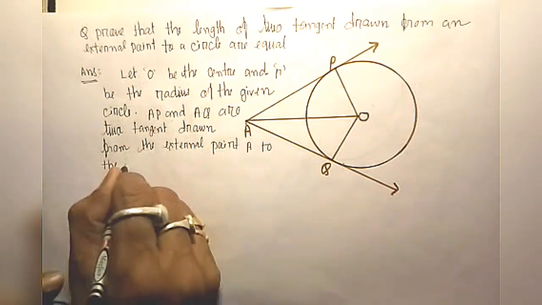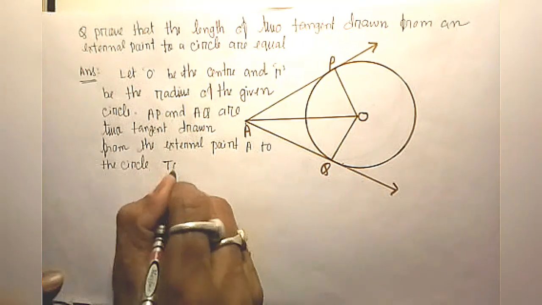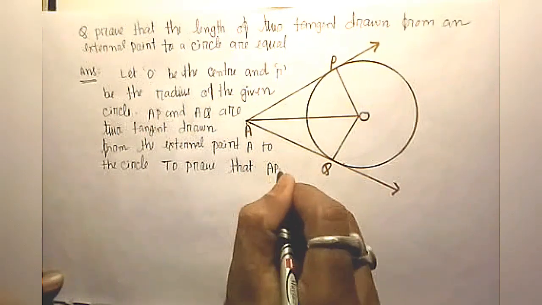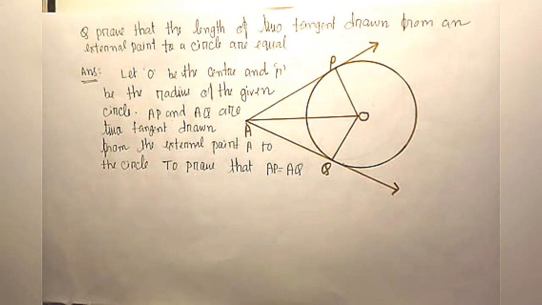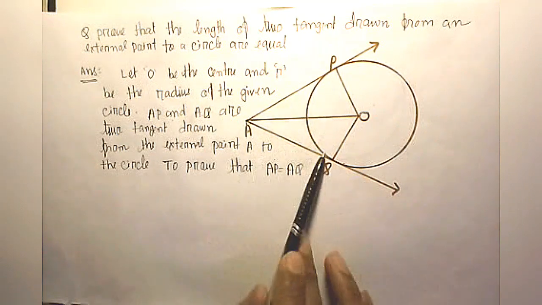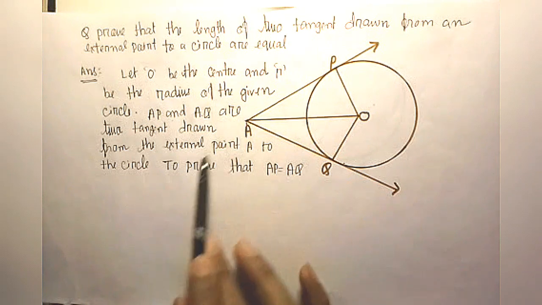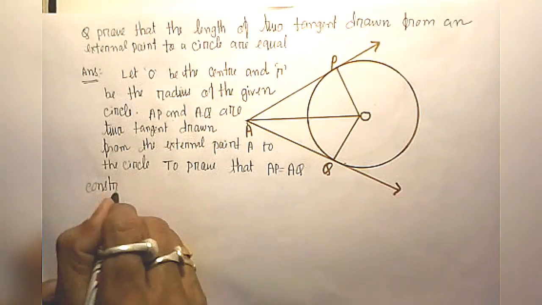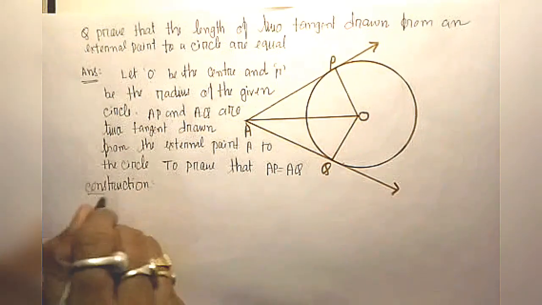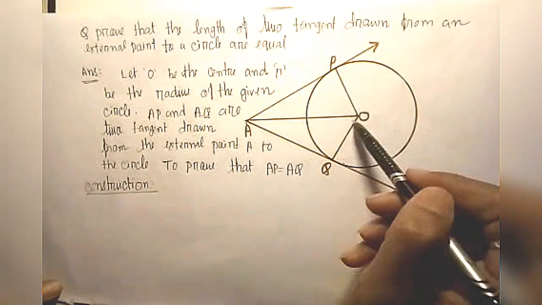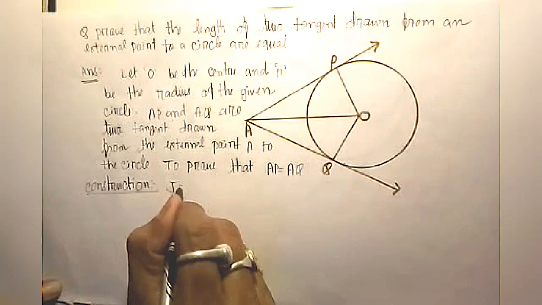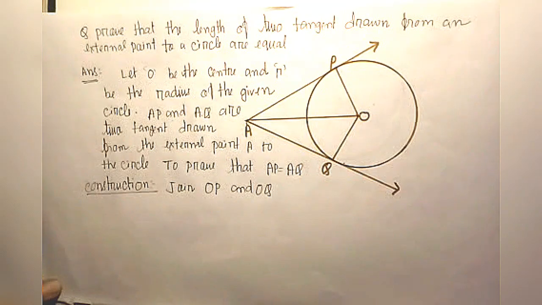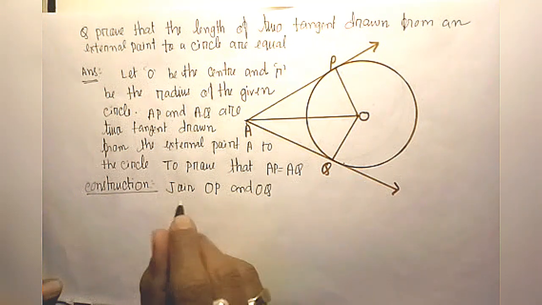To prove that AP equals AQ. Construction: join PO and OQ. AO also we need to join.